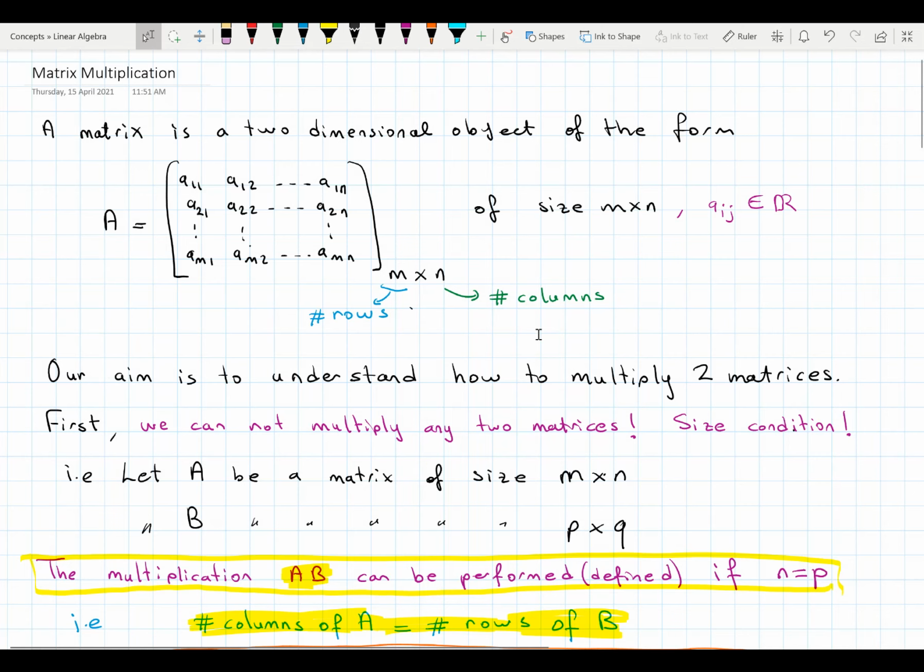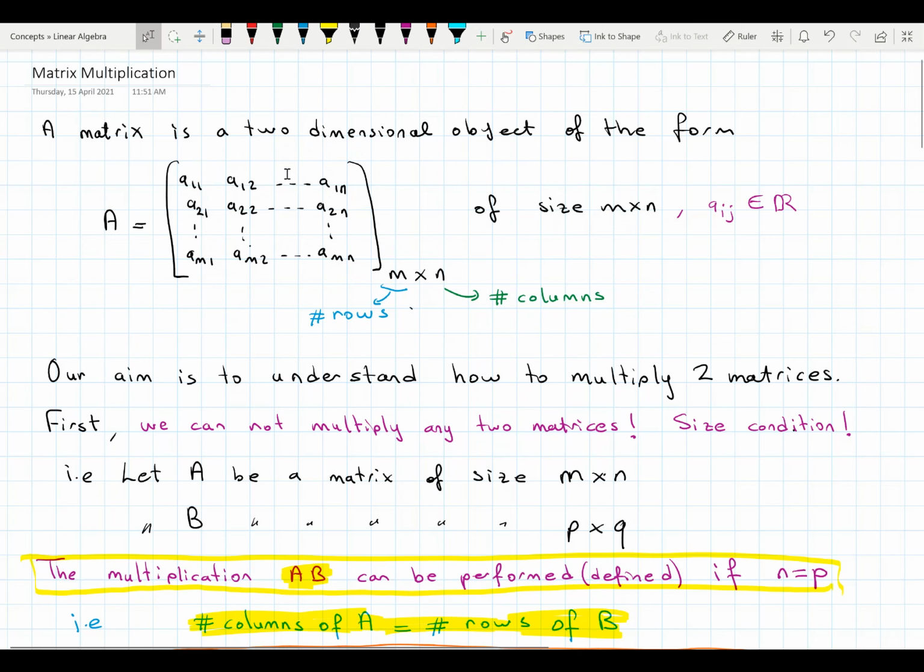Hello, I'm going to explain matrix multiplication in this video. A matrix is a two-dimensional object of this form. Let's call it A: A11, A12, A1n, A21, A22, A2n, Am1, Am2, Amn. So we have m rows and n columns. It's a two-dimensional object, so this one is called of size m times n.